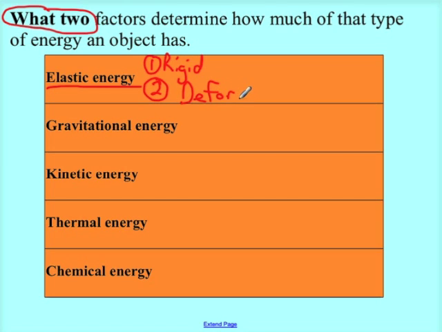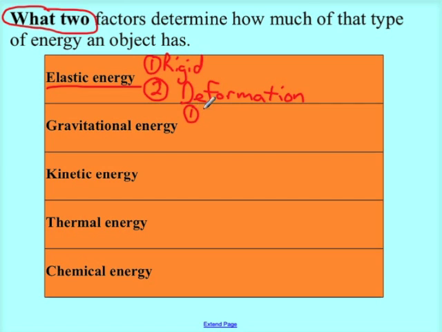And when I talk about deformation, keep in mind that things need to come back to their original shape in order to have elastic energy. So if I take a can and I bend it and I step on it, it's deformed, absolutely. But it can't come back to the original shape, so it's not going to have any elastic energy. Gravitational energy, we just talked about that.